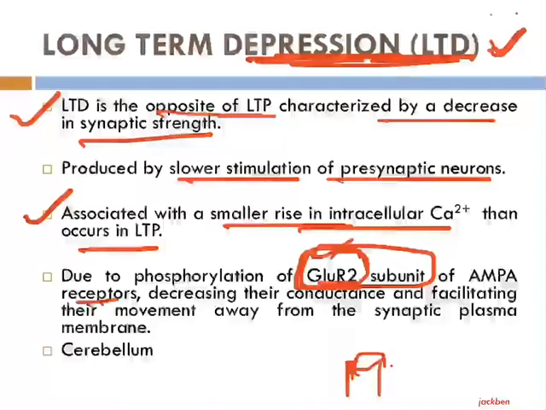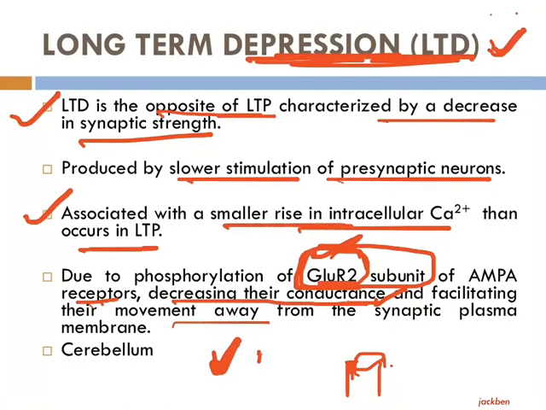Because of the phosphorylation of this subunit, there will be a decrease in the conductance of the AMPA receptor, and a decrease in the movement of the AMPA receptor. See, in long term potentiation, what was happening? There was an increase in the conductance of the AMPA receptor and more movement of the AMPA receptor from the cytoplasm to the surface. Now what is happening here? Reduced conductance, and secondly, less movement towards the lumen side. Instead, it will move from the lumen side toward the cytoplasm.